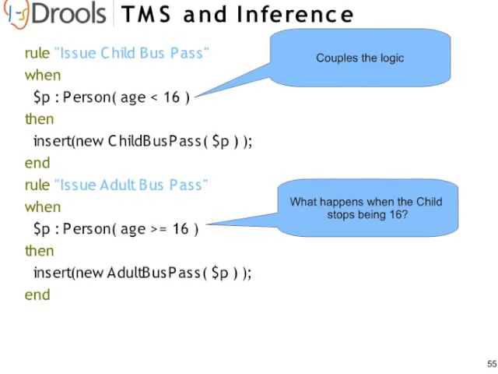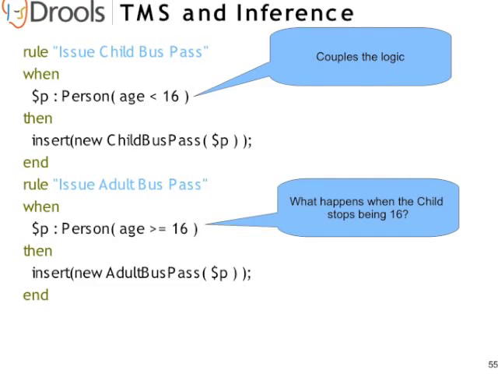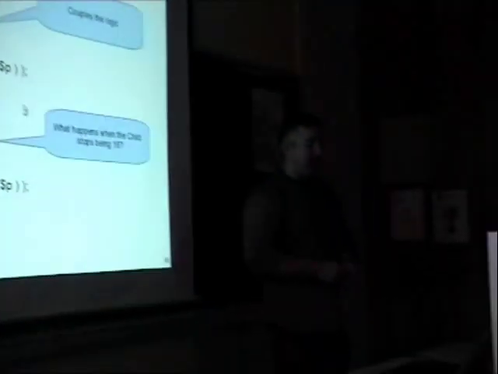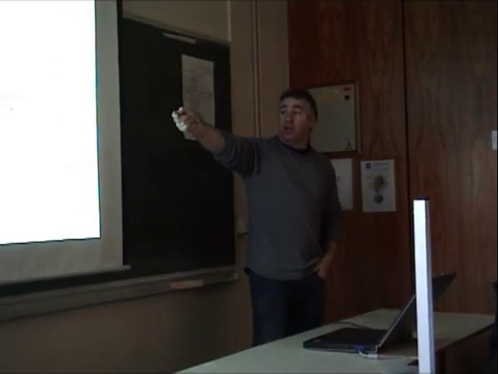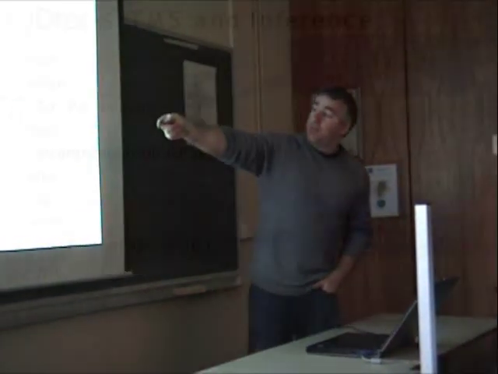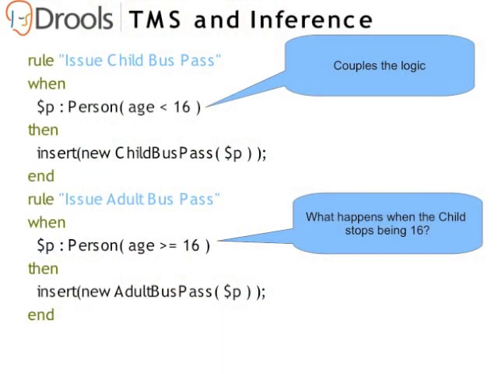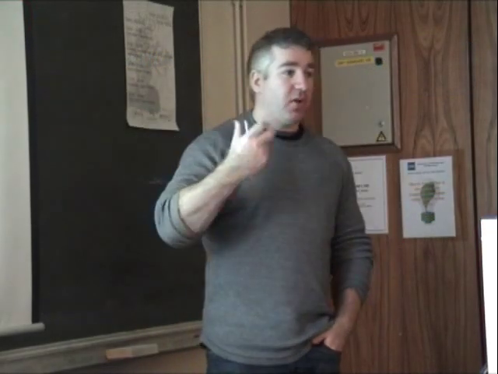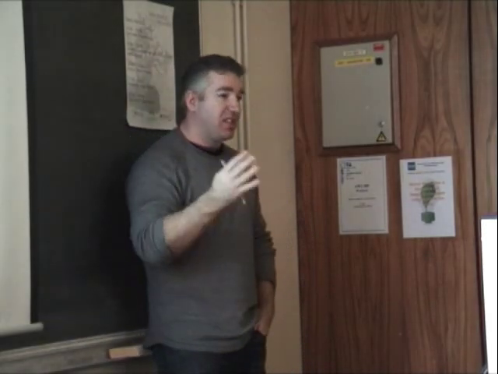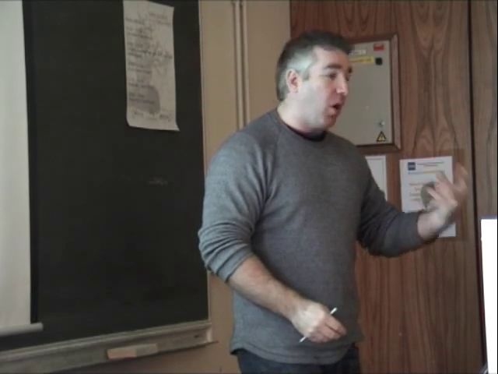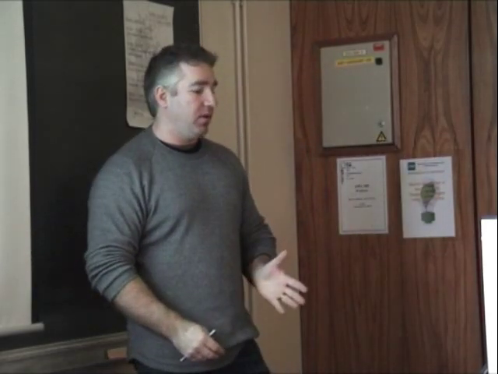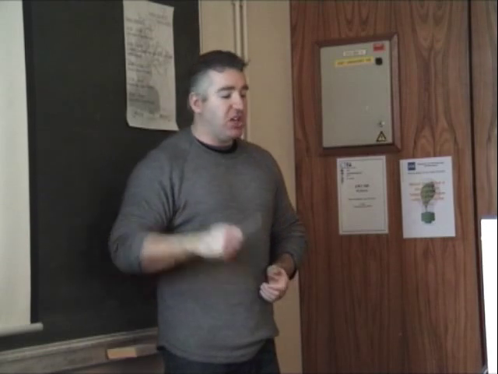So let's go through an example about issuing bus passes. So children have bus passes and adults have bus passes. So what we're saying here is that when I have a person whose age is under 16, create a child bus pass for them. When I have a person who is 16 or older, give them an adult bus pass. This couples the logic, because imagine I've got a company and the company is split in two. You have one department which chooses the policy, who is a child and who is not a child. And you have another department which issues the bus passes.